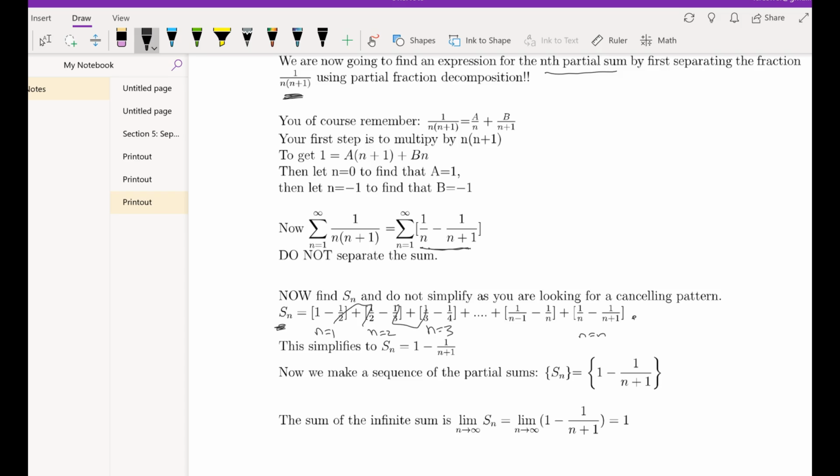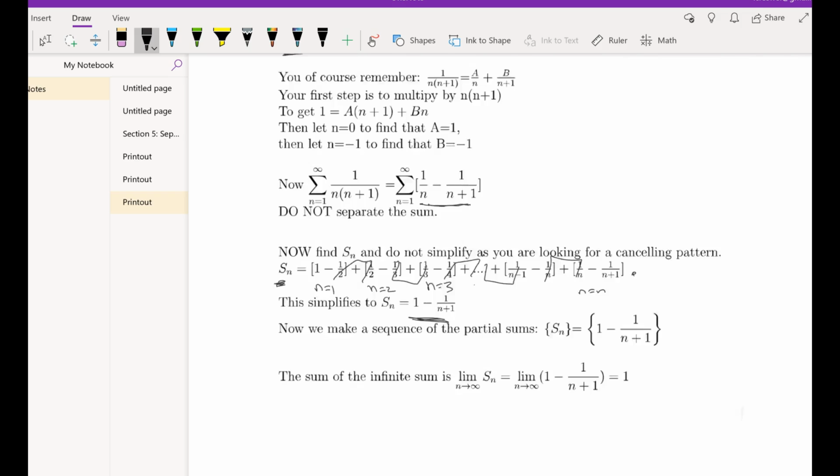They do cancel. We have to identify that in the middle, things are going to cancel. So the only two terms I'm left with are these two. This is the nth partial sum, so we make a sequence out of it, and to find the limit of a sequence, we take the limit as n goes to infinity. So here we get 1.